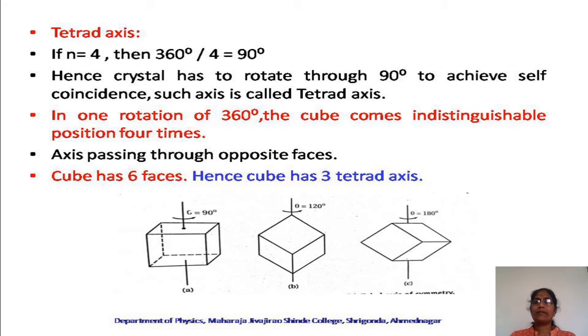In order to find the tetrad axis, one should know the tetrad axis passes through opposite faces. Just now I have told that a cube has 8 corners, 12 edges and 6 faces. If there are 6 faces, then the tetrad axis passes through opposite faces. Therefore, their quantity comes out as 3. Therefore, the number of tetrad axes present in a cube is 3. And figure A shows such type of tetrad axis.